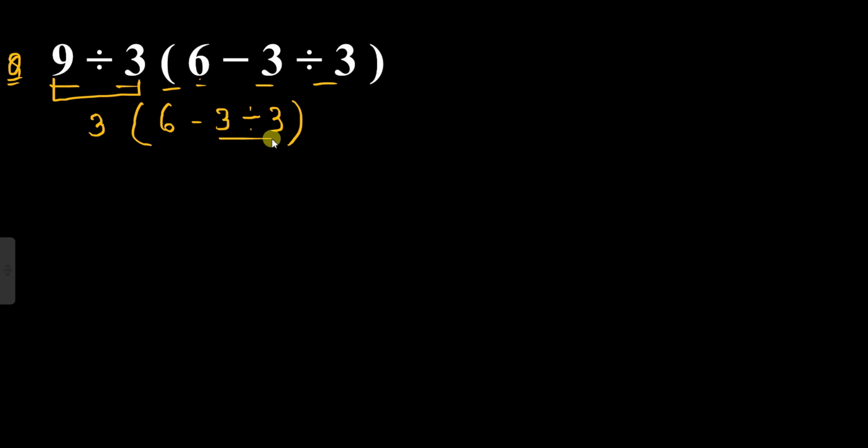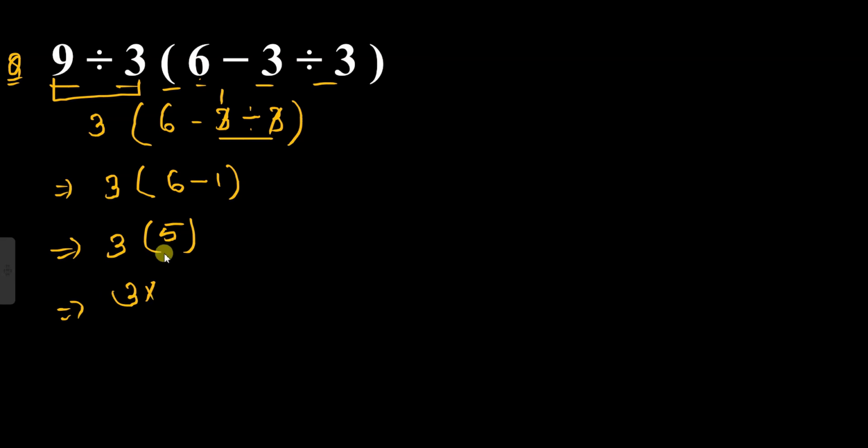Now we'll solve inside the bracket. 3 divided by 3, that becomes 1. So inside the bracket, it's 6 minus 1. Now, if we solve further, inside the bracket, 6 minus 1 becomes 5. Now, if we do 3 times 5, 3 times 5 is 15. This is the answer, but this is the wrong method.